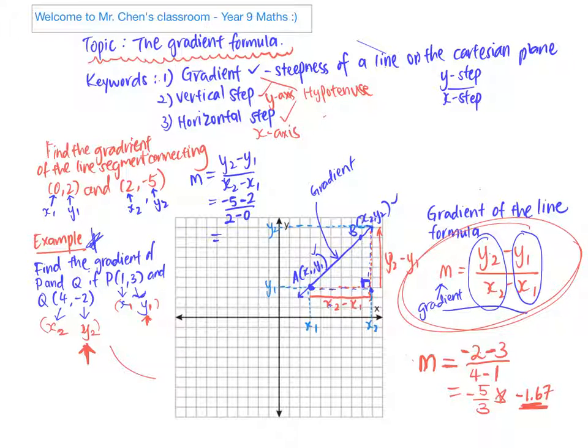Negative 5 minus 2 is negative 7, divided by 2 minus 0, which is still 2. So your answer is negative 7 divided by 2, which is negative 3.5. That is your gradient. That is your m.